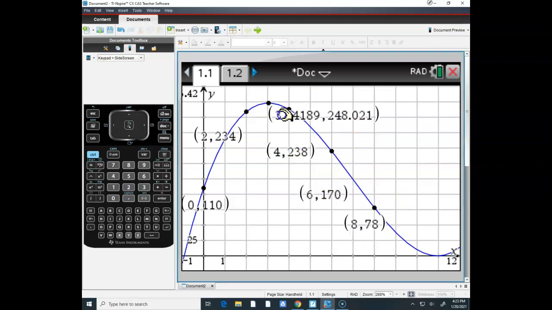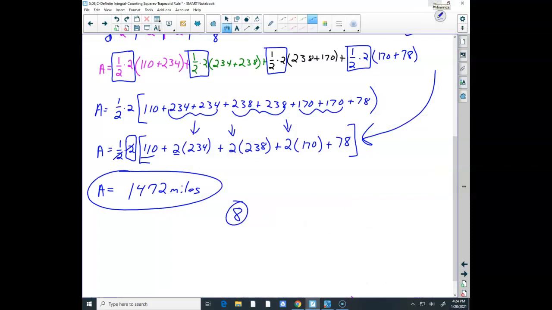So what was the fastest that she went? Well, looks like the fastest that she went was about 248 miles per hour, right? 248 miles per minute, excuse me. She was really booking it. So, number 8 was just 248 miles per minute. She's really humming.